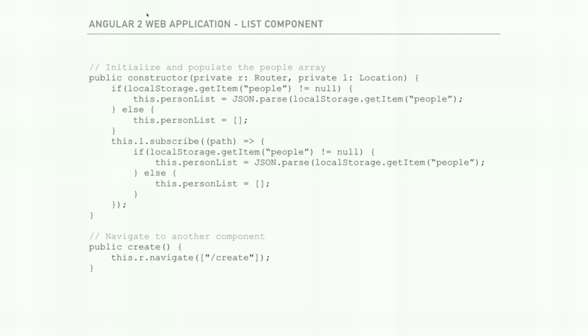This brings us to the subscribe. So this .l.subscribe, L is for location. And what we're doing here is we're subscribing to changes in the navigation stack. So when we navigate away from the list component and we navigate back, the constructor doesn't get fired again. It's already been fired. So we need to subscribe to these events when we navigate backwards in the stack. When the notification happens, we're going to requery this key value storage and populate the person list, which will then be rendered to the UI.